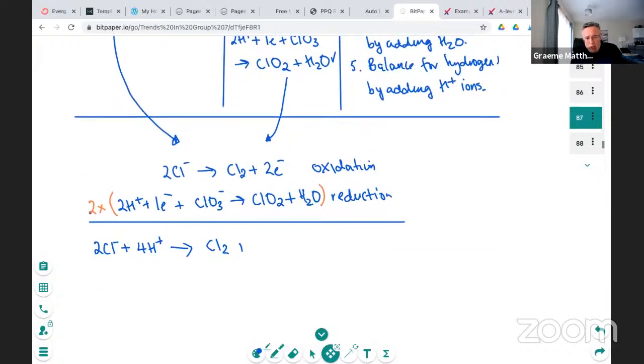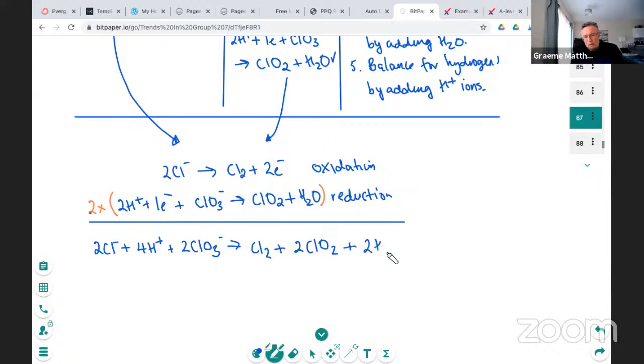Right, here we are. So 2 chlorines, 2 chlorines, 4 hydrogens, yes. And then I just need to add in the 2 ClO3 minus, like so. Chlorine, hydrogen, chlorine, yes. Arrow, here we are. Cl2, and 2 ClO2, multiplying through by 2, and 2 waters.